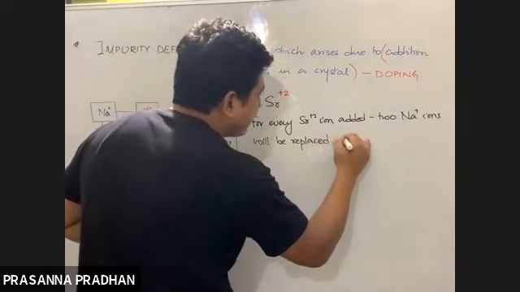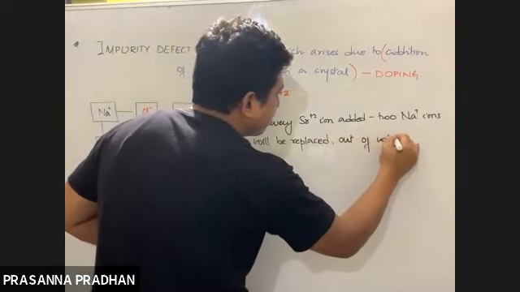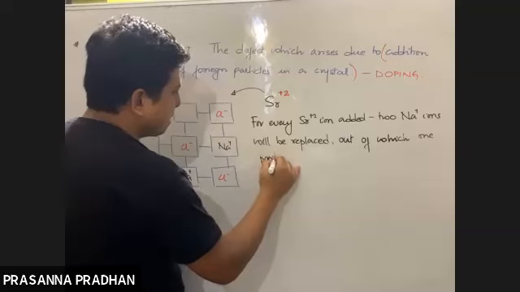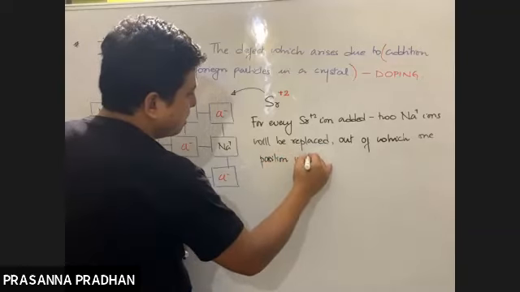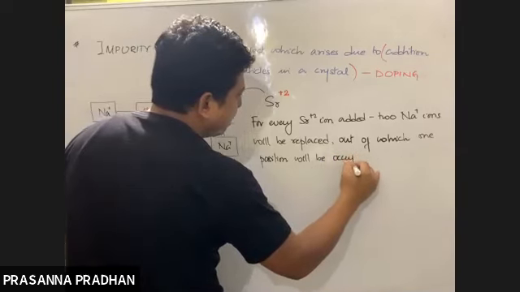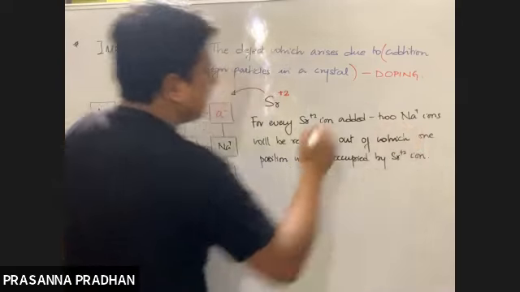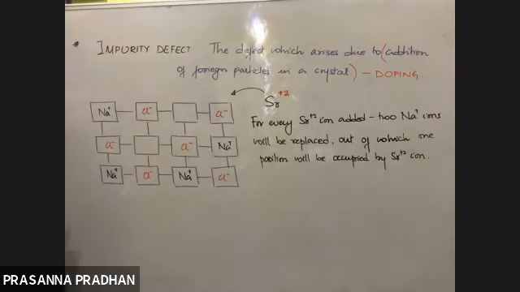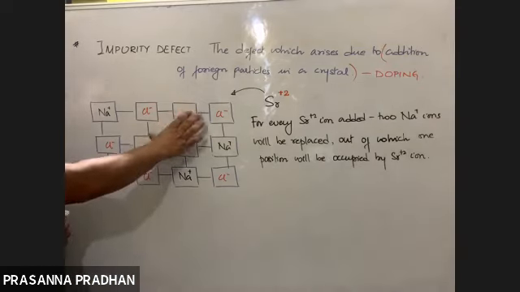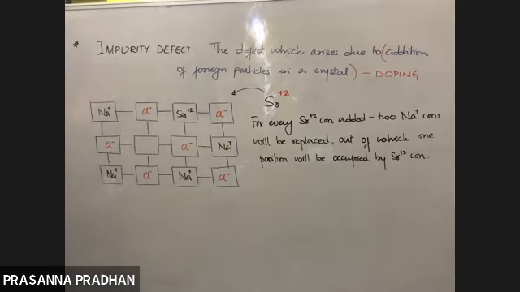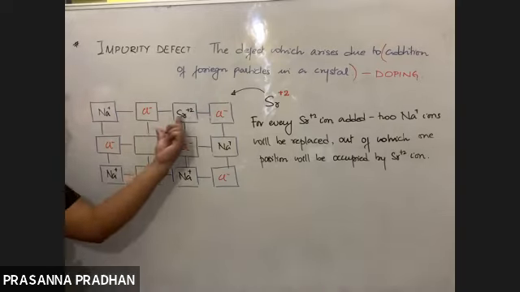Out of which one position will be occupied by strontium ion. देखो ये क्या हो रहा है? So actually 2 sodium ions are going to be replaced, ठीक? But strontium ion is going to occupy one of the positions like this. एक position तो strontium occupy करेगा. Got it? 2 sodium ion missing है, लेकिन one of the positions will be occupied by strontium.